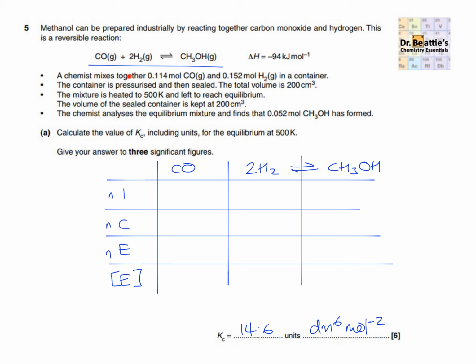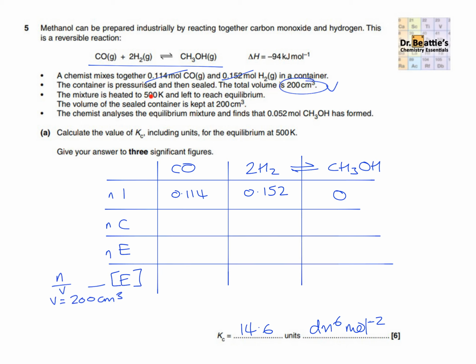Okay, then we need to start extracting out the information. So a chemist mixes together 0.114 and 0.152. So this is at the very beginning. So this is our initial. So we're going to just put these 2 reactants in. And obviously remembering that at the beginning of the reaction there's no product, so this is going to be 0. And then we're told the container is pressurized and sealed. The total volume is 200 centimeter cubed. Now that's going to be really useful later for when we work out equilibrium.